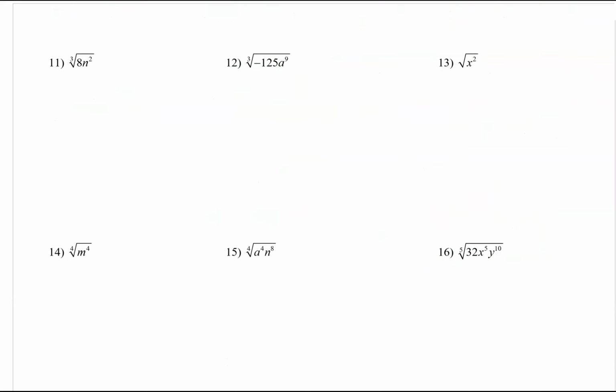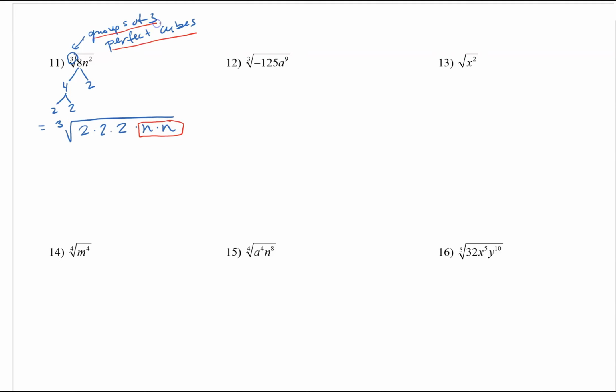So in number 11, again, we have an index of 3. So we're going to be looking for groups of 3, or perfect cubes, so to speak. Now 8 is a perfect cube because you can break it into 4 and 2, and then 4 can break into 2 and 2. So this is equal to the cube root of 2 times 2 times 2 times n times n. So for this variable, there were only 2 of them, not enough to make a perfect cube or a group of 3. So both of these n's are going to have to stay under the cube root.